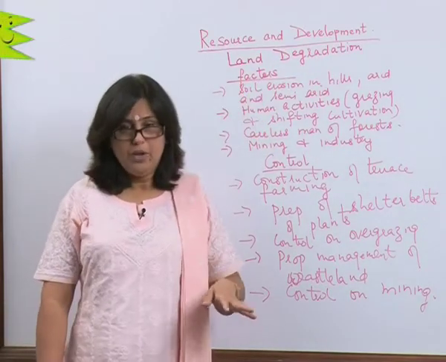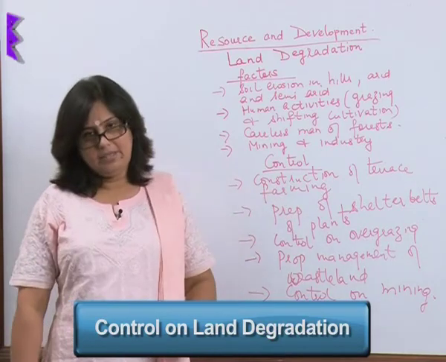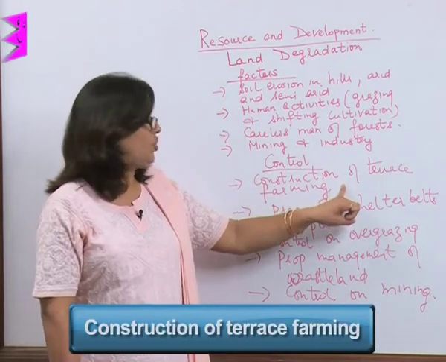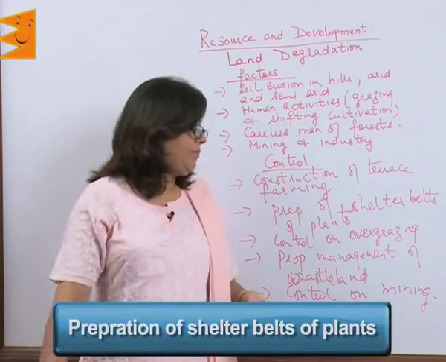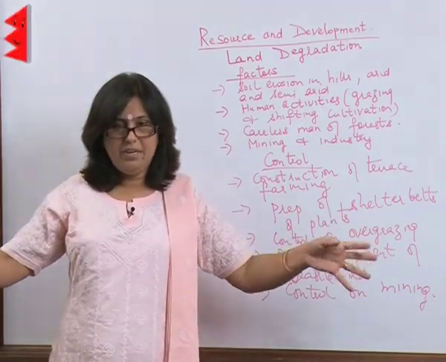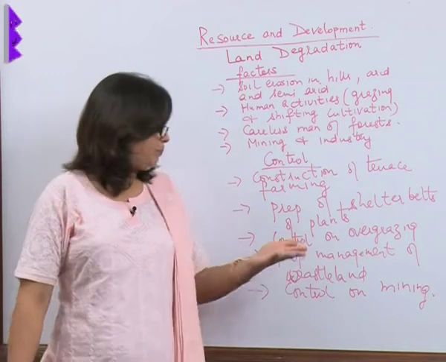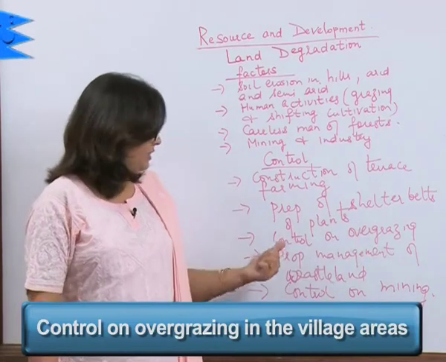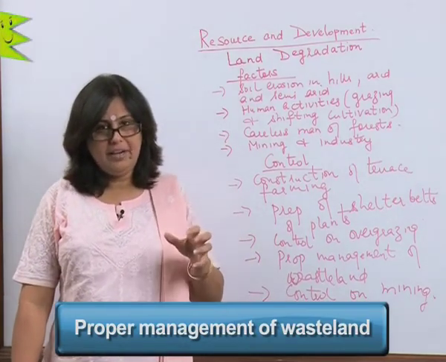Now, what should we do to see that land degradation is actually controlled by us? The first factor which we must look towards is the construction of terrace farming in India. Then there is preparation of shelter belts of plants, that is, in the fields, wherever we are, the plants should be cultivated on the sides so that there is no erosion. Next, there should be control on overgrazing in the village areas, and there should be proper management of the wasteland which is there in India.